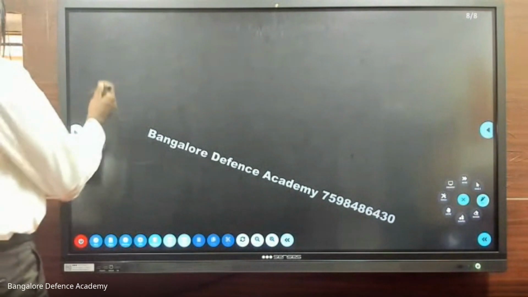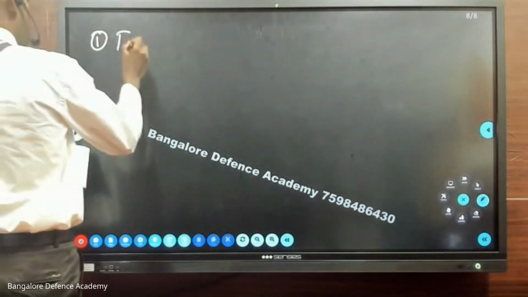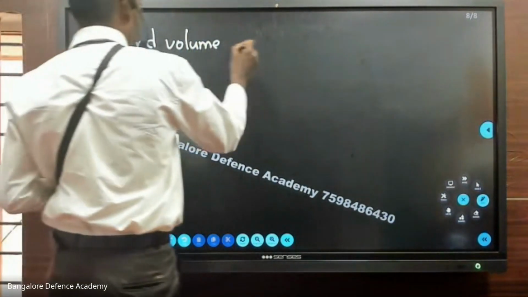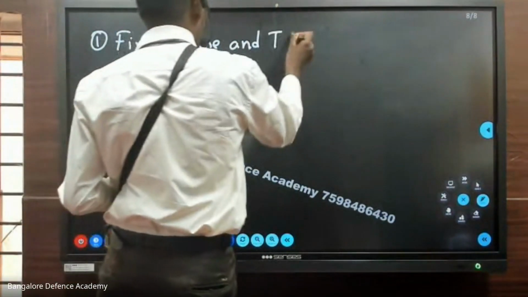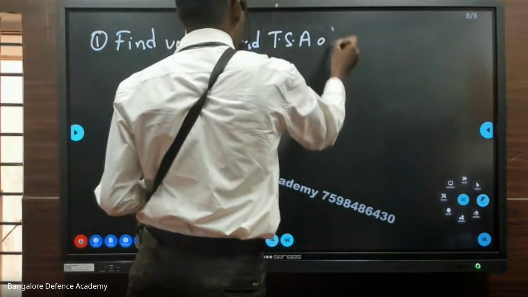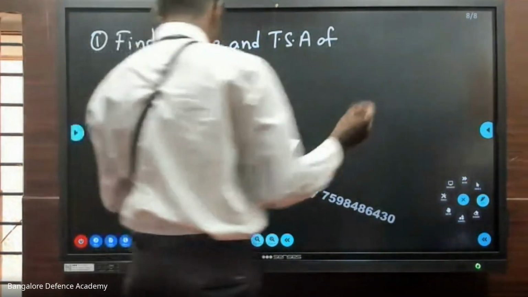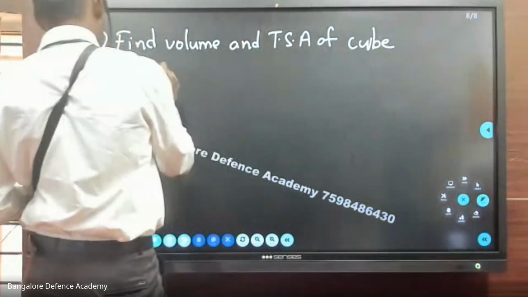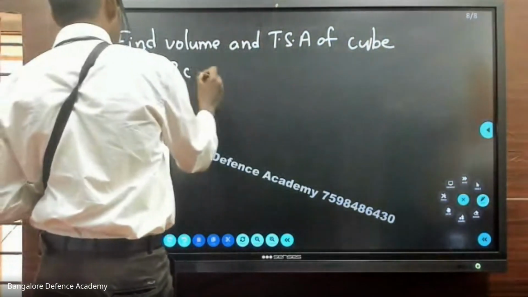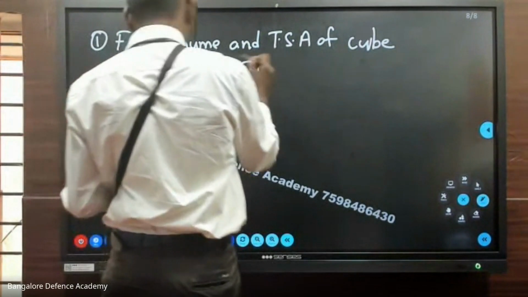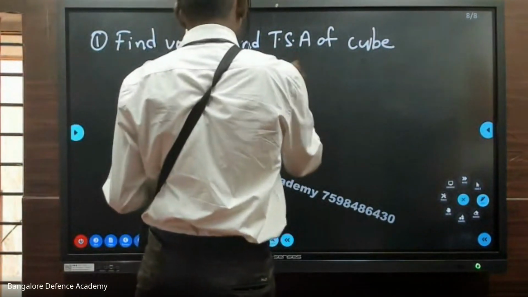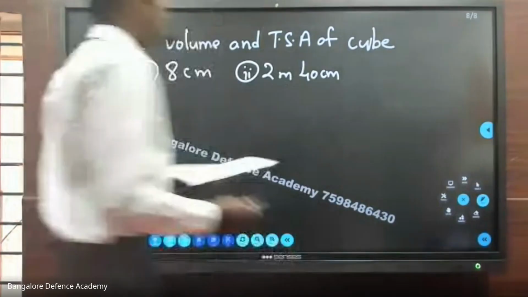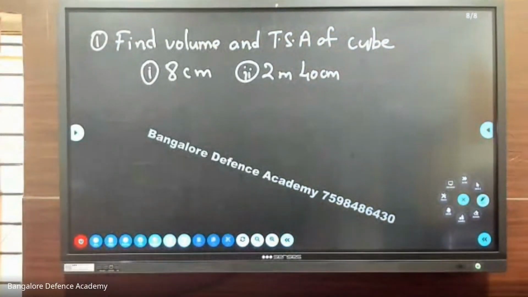Find the volume and total surface area of a cube. In the first question the side is 8 centimeter, and in the second question the side is 2 meter 40 centimeter, that is 2.4 meters.